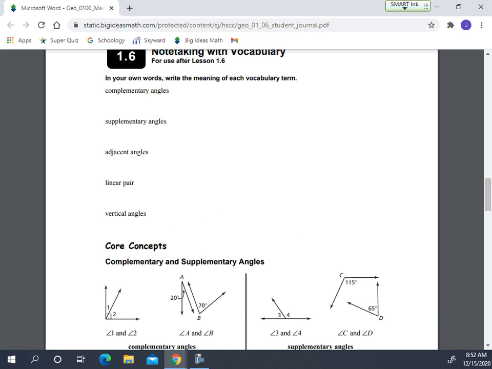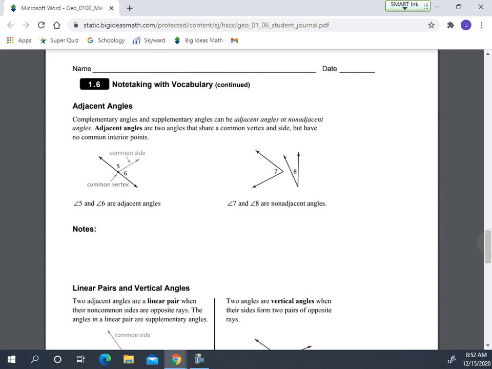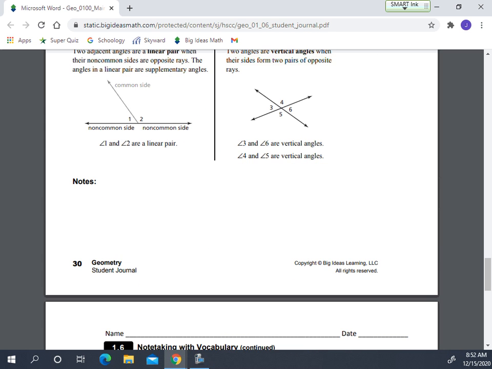Moving on. Here's some definitions. Talk about all the definitions we kind of just went through.